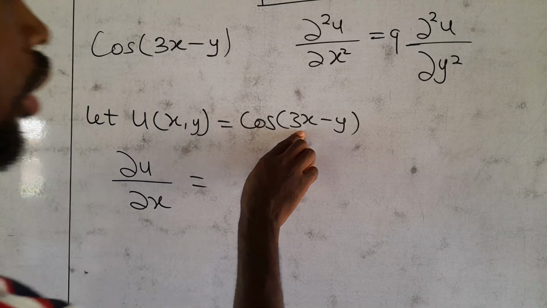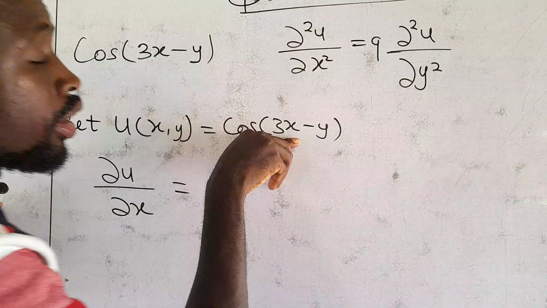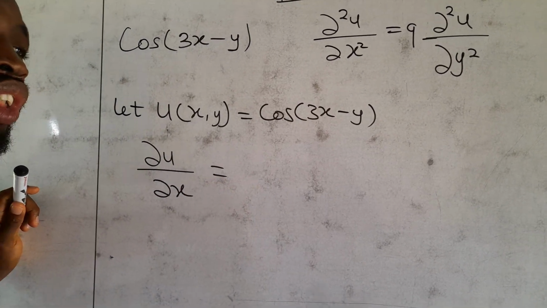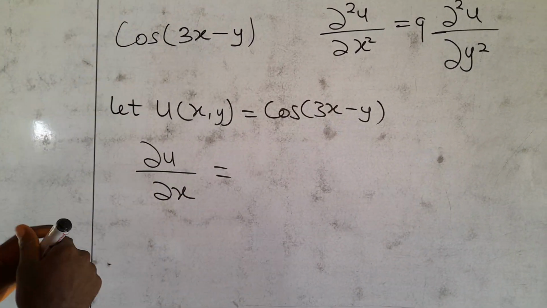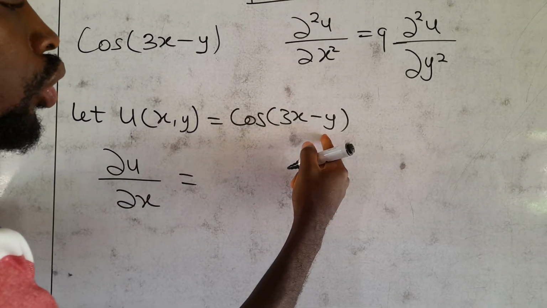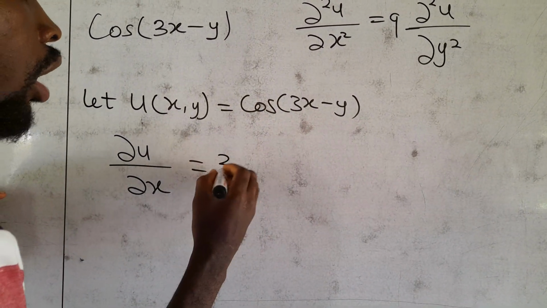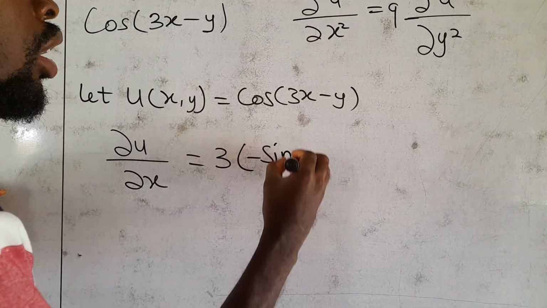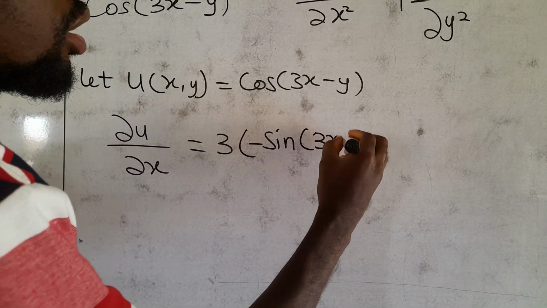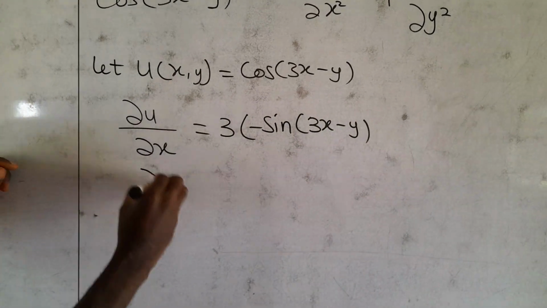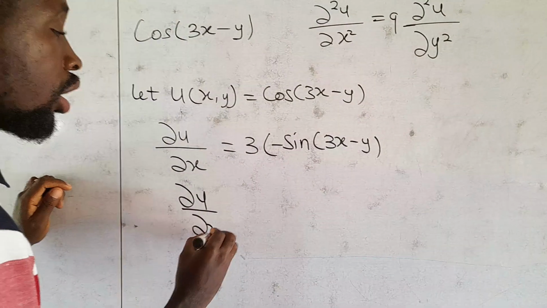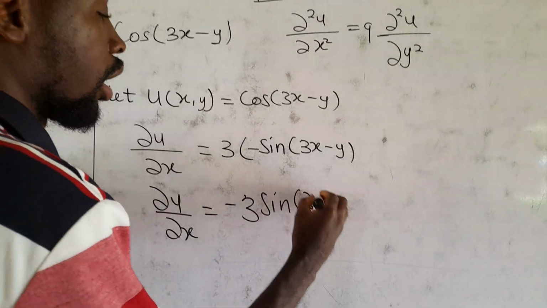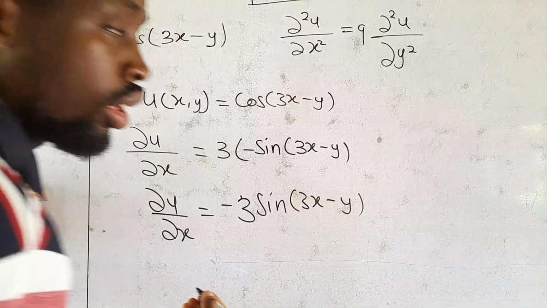So to differentiate this, remember we differentiate the angle and use it to multiply the differential of cos. Do well to check out my videos on how to differentiate trigonometric functions on YouTube. So when we differentiate this, we'll get 3. The differential of cos will be negative sine. Then we repeat the angle, 3x minus y. So del u over del x will be equal to negative 3 sine(3x minus y).